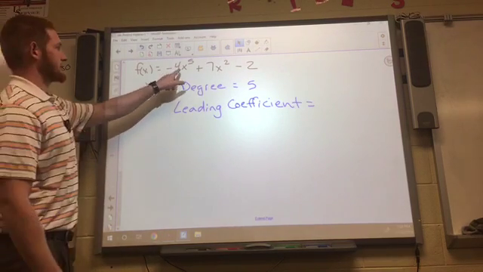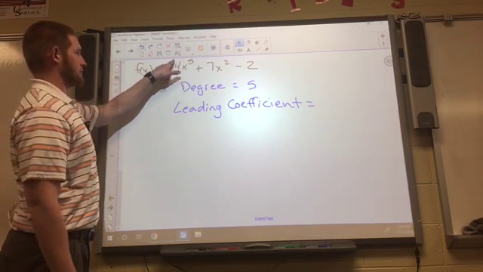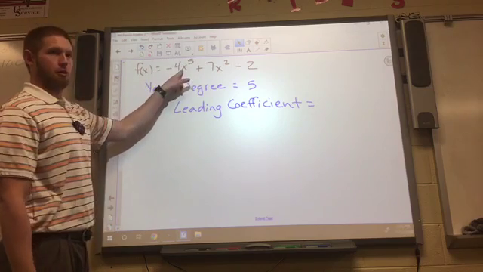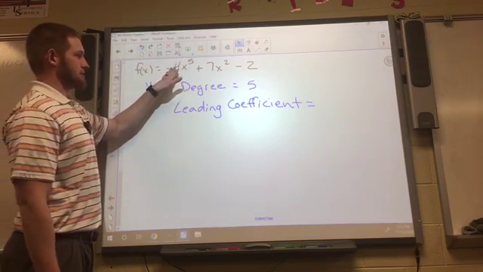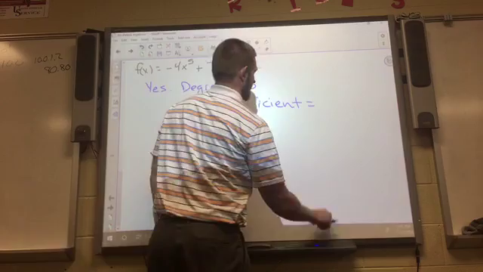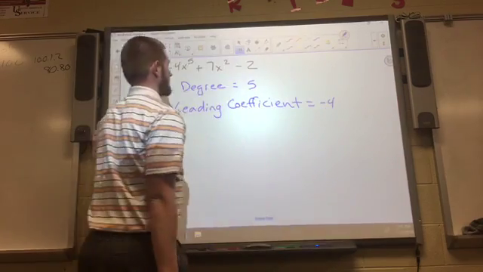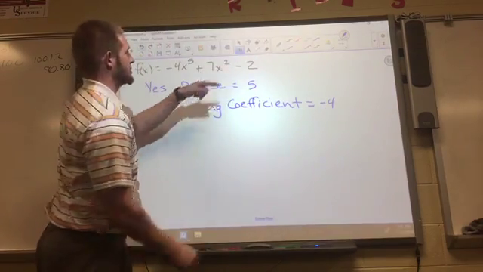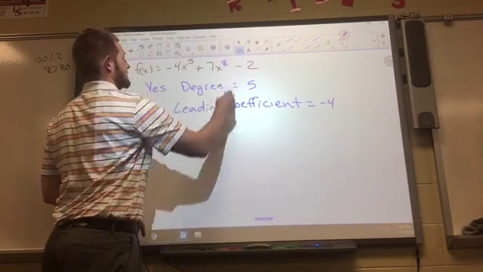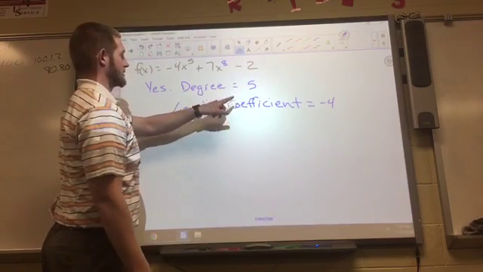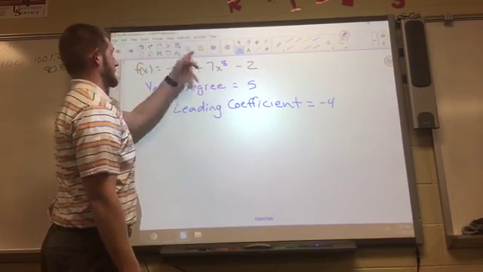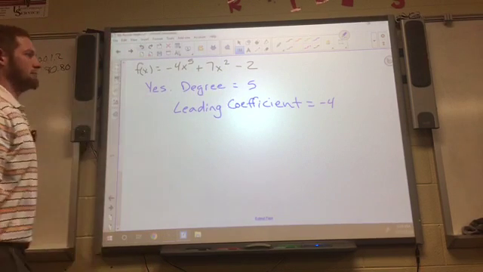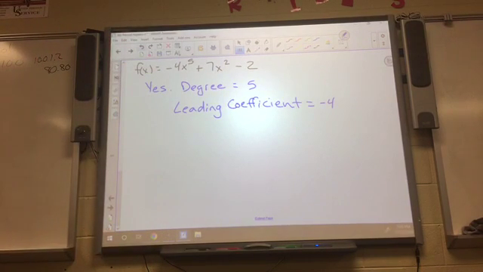Find whatever your degree is, the largest exponent, and whatever number is in front, that's your leading coefficient. So in this case it is negative 4. If I were to change this 2 into an 8, the degree would be 8, and the leading coefficient would be 7. Good. Not too bad there, right?